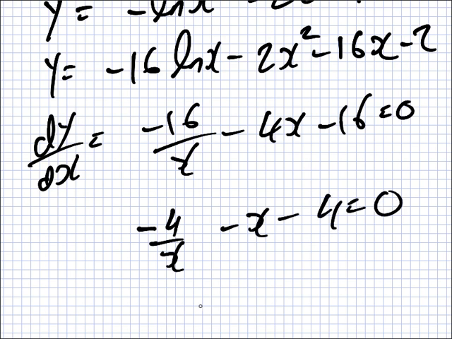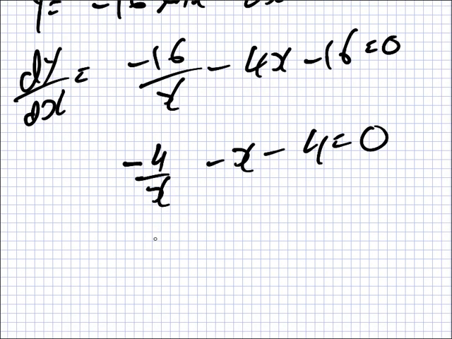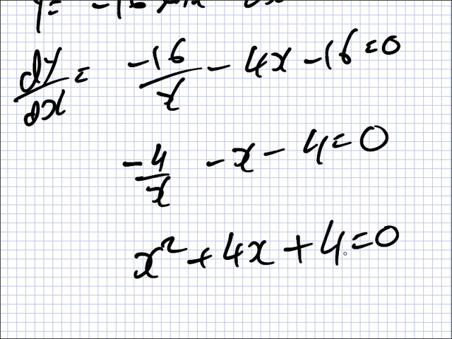Then I will multiply by minus x. So minus x times minus x is x squared. Minus 4 times minus x is 4x. Minus 4 over x times minus x is plus 4. So this is the quadratic you get.